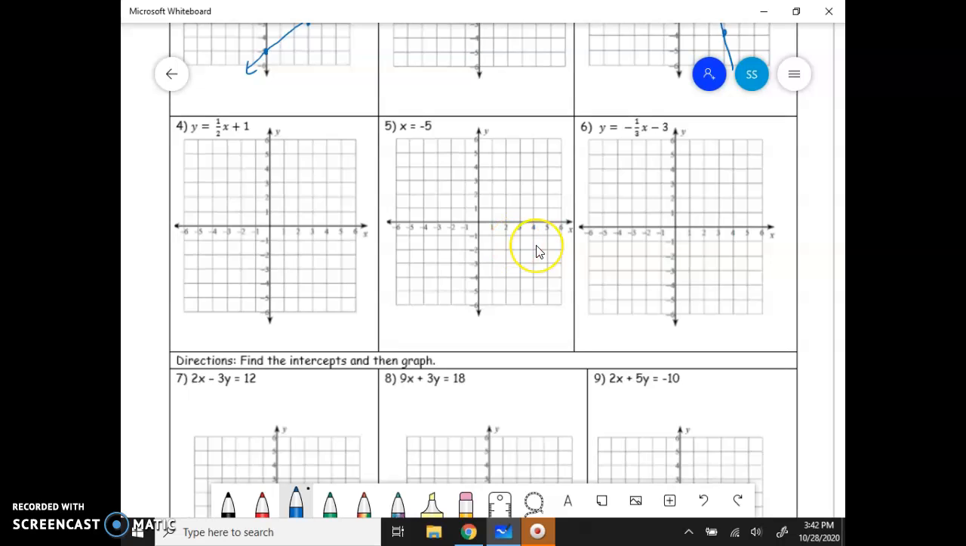Number 5. Let's just show you guys this one. Some students get confused here. Just remember, x is always -5. So if you put a few values, right, a few ordered pairs, -5 and 0, -5 and 1, how about -5 and -5? All right, if I were to plot these points out, -5, 0, that's right here. -5, 1, that's right here. -5, -5, that's right here. What does that create? A nice vertical line.